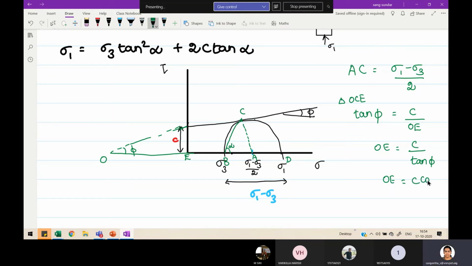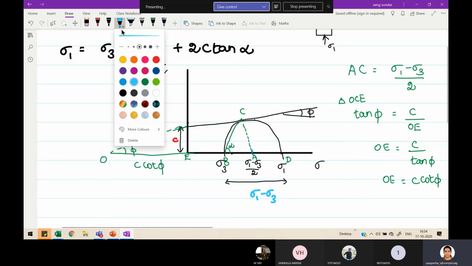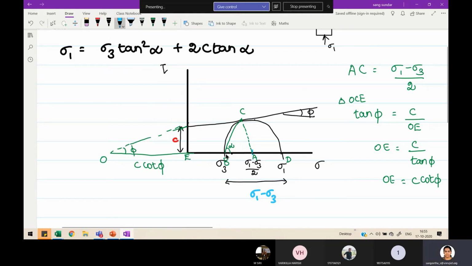So C cot phi is your OE. Okay? So now this length is C cot phi. Now what we actually need is the OA length. To get OA, from here to here, what is EB? Hello? What is EB equal to? Could you see? What is EB?